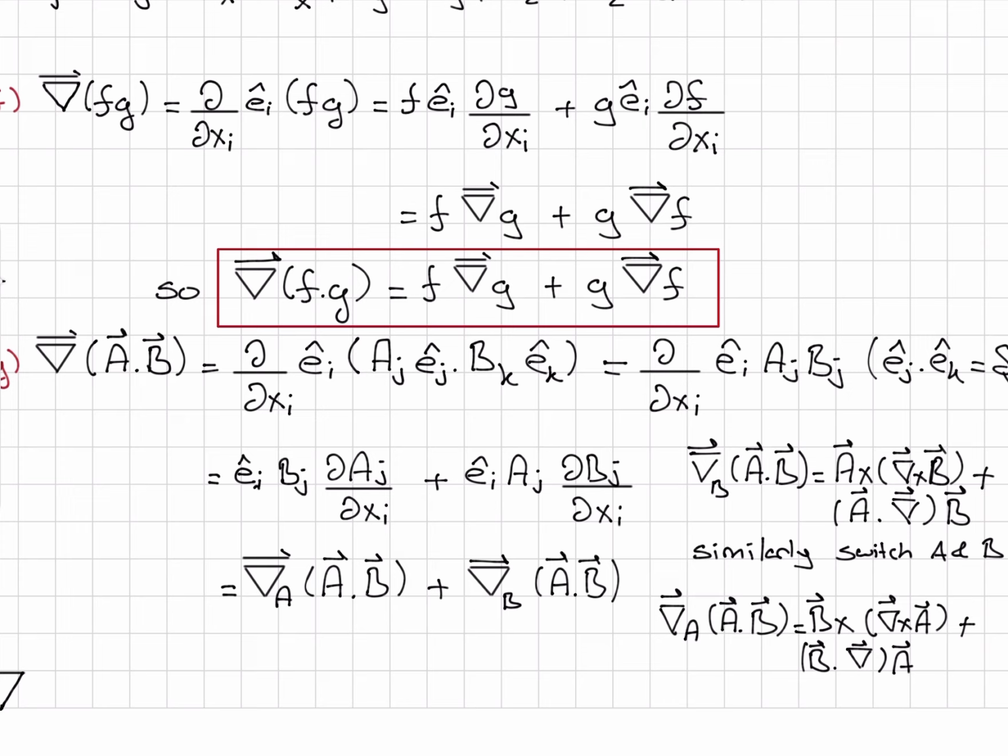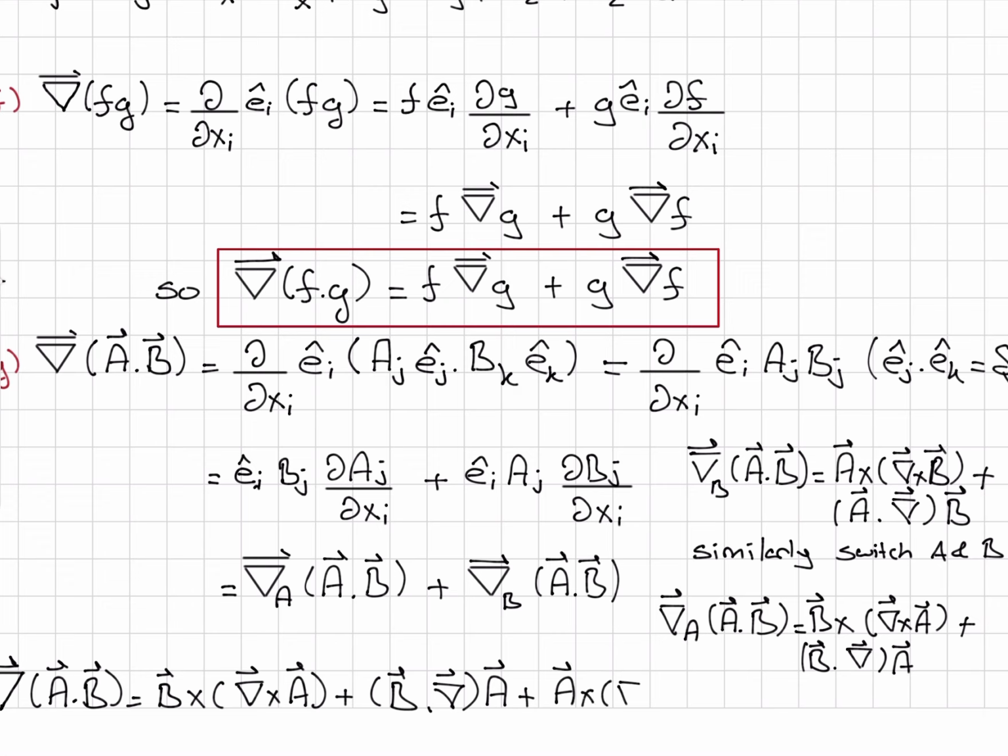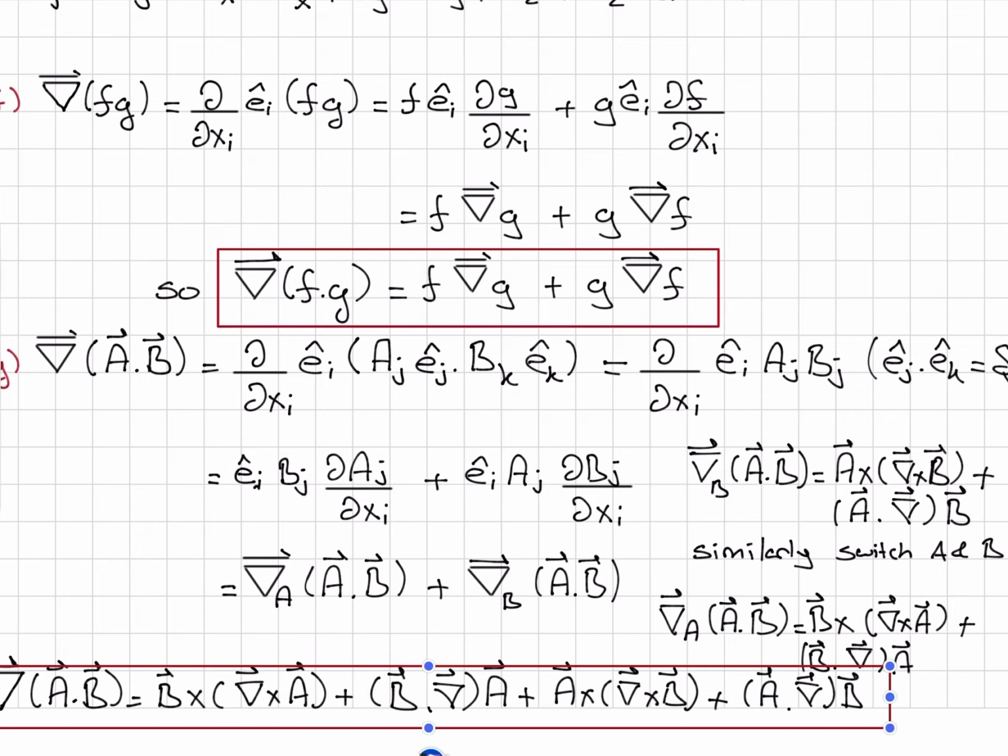The gradient of A dot B is, for the gradient with respect to A of A dot B, I will substitute this result, B cross curl A plus B dot del operator A, plus, for the gradient with respect to B of A dot B, I will substitute this result, and this will give me A cross curl B plus A dot gradient applied to B. So this is the answer we find.